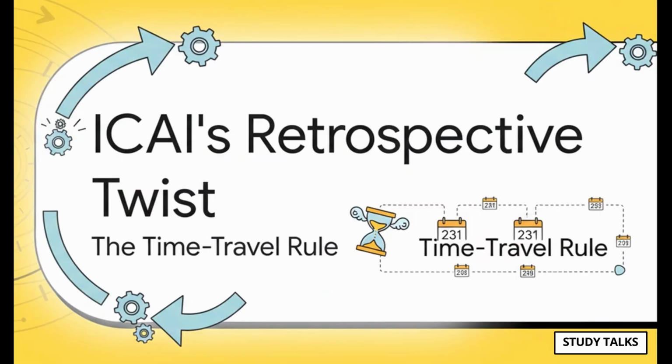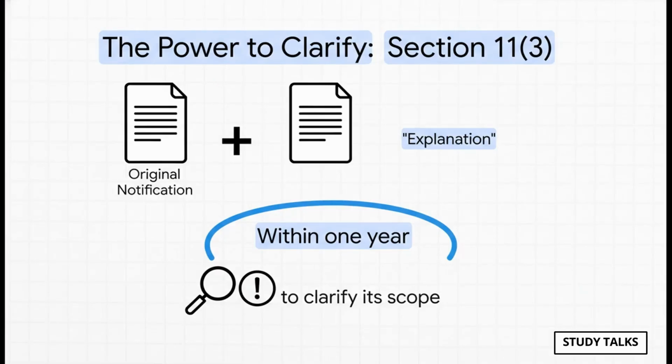All right, so you've learned to spot the main trap. Feeling confident? Good, because ICAI loves to throw in advanced curveballs. There's a sneaky little twist with dates and exemptions that can catch even the sharpest students. I like to call it the time travel rule. So here's how it works. Under Section 11, subsection 3, the government can issue a clarification for an exemption notification. They call it an explanation, and they have a 1-year window from the original notification date to do this. The whole point is to clear up any confusion.